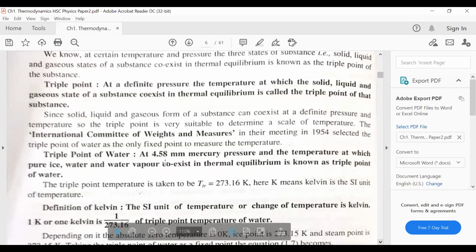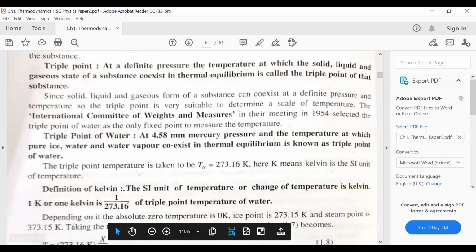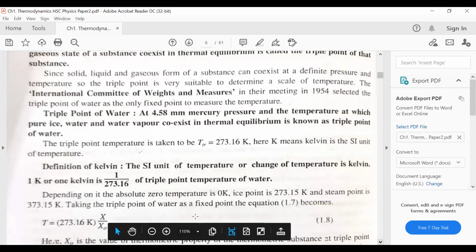And what is the value? It's 273.16 Kelvin. So you have to remember the definition of the triple point of water and also its value. It's 273.16 Kelvin, and K means Kelvin, the SI unit of temperature. Now, what is 1 Kelvin? 1 Kelvin is equal to 1 by 273.16 of the triple point temperature of water.